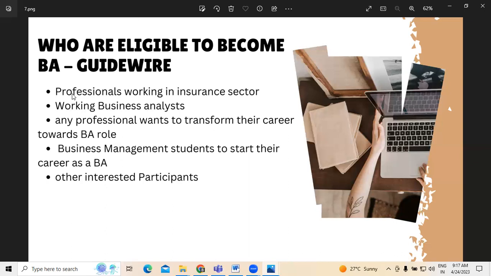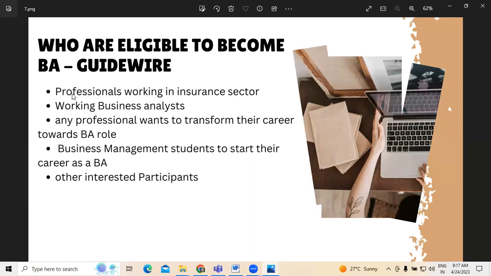But some organizations will hire business management students as BAs and provide internal training. That will happen sometimes. And some people can learn on their own, out of individual interest. At the same time, other interested participants, because there will be some learners with enthusiasm for learning new things, are also eligible there, but it depends on the profile they carried earlier, and it will vary.